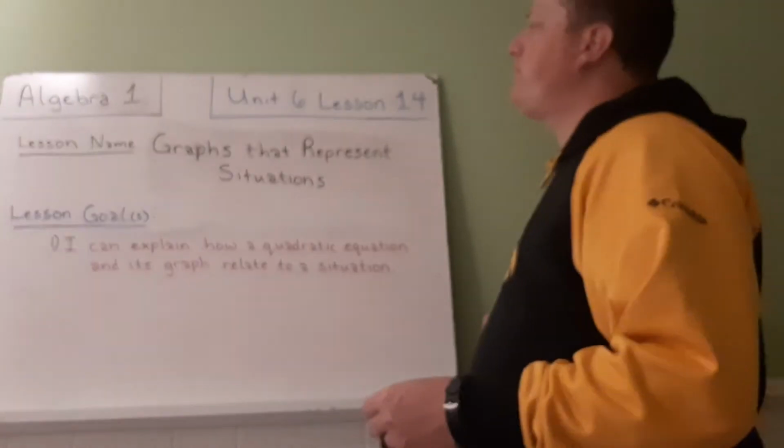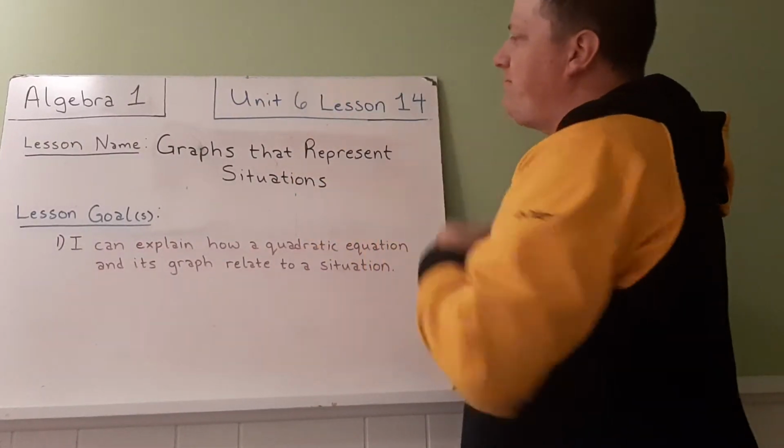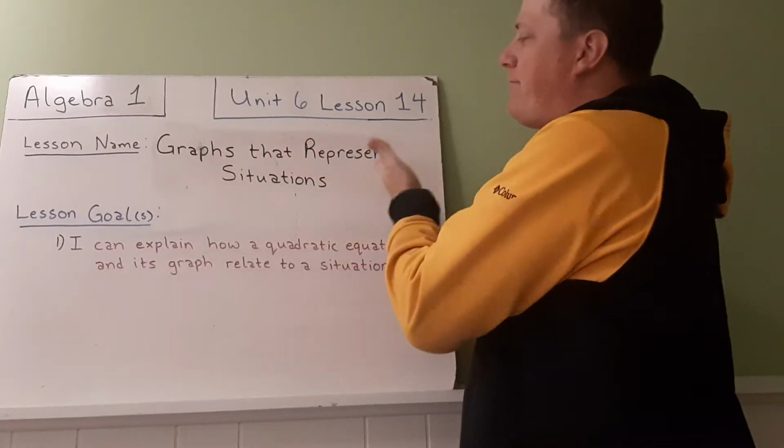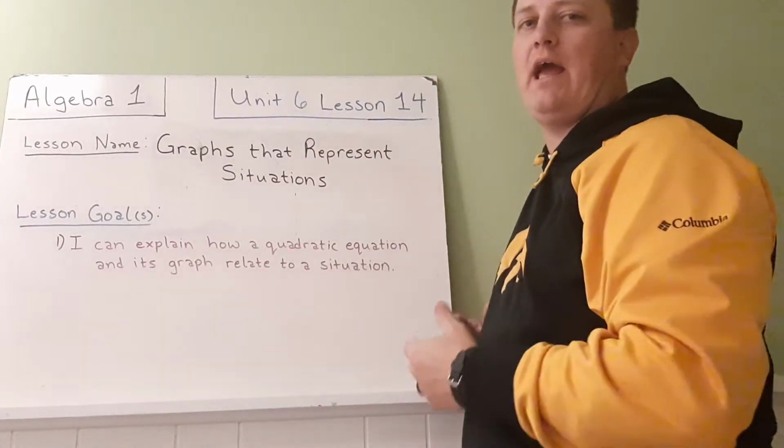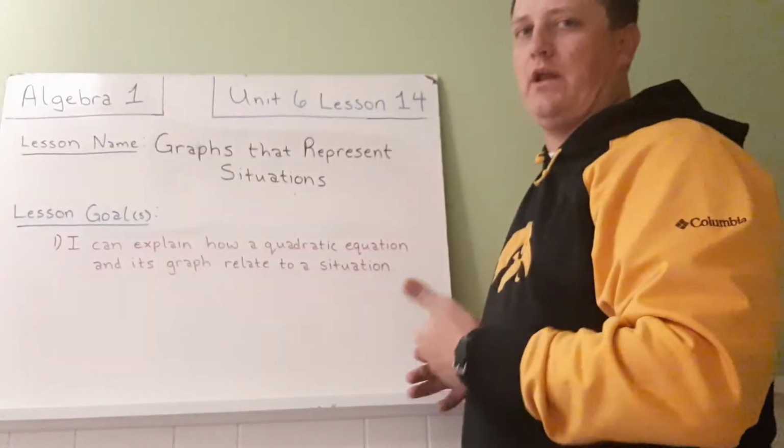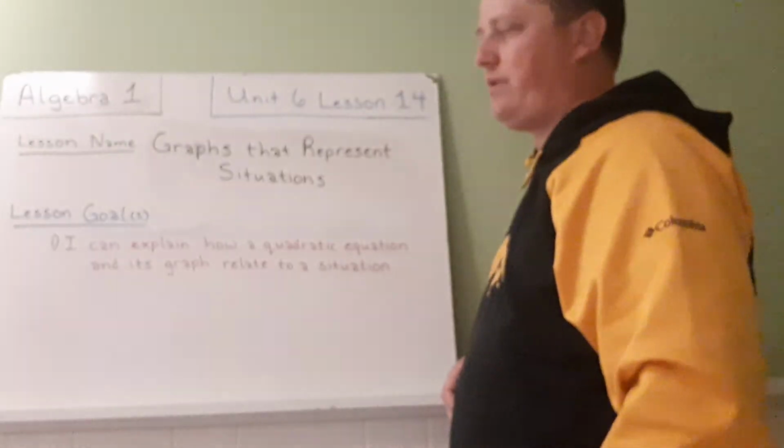All right, Algebra students, let's look at Unit 6, Lesson 14, Graphs that Represent Situations. We want to look at a situation, identify a graph that's representing it, and try and figure out what's going on and where are the parts that make sense with this.